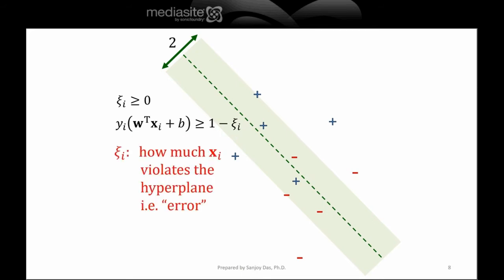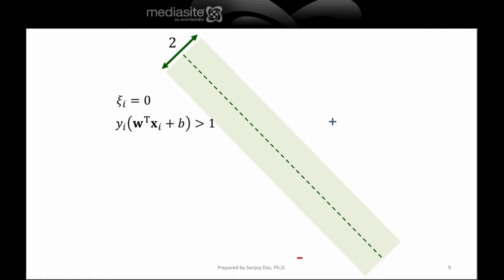So zeta i tells us how much x_i violates the hyperplane margin. So for this point, which is on the correct side and not in the forbidden region, zeta i equals 0. Actually, we'll see it in the next slide. So for these points here, both the plus and the minus, zeta i equals 0, because we clearly have y_i (w transpose x_i plus b) greater than 1. In other words, both the plus and the minus points are at distances more than 1 from the hyperplane.